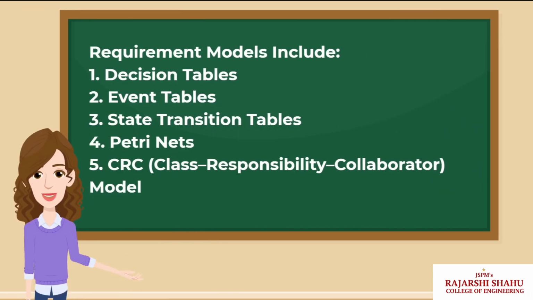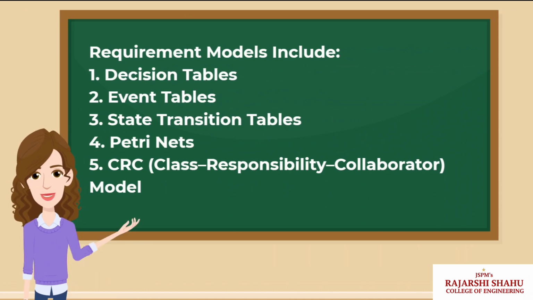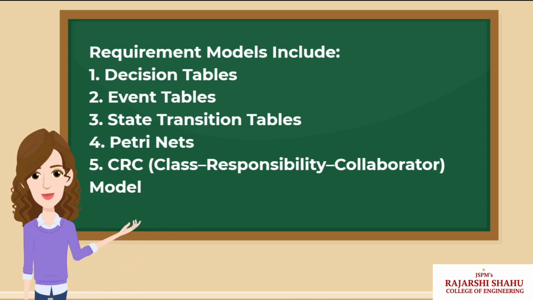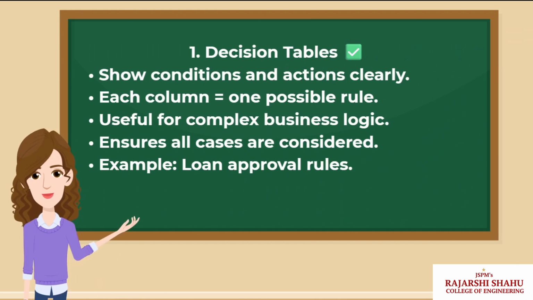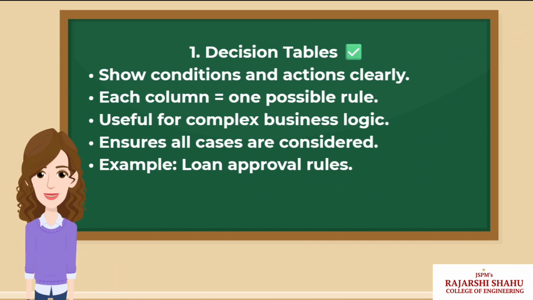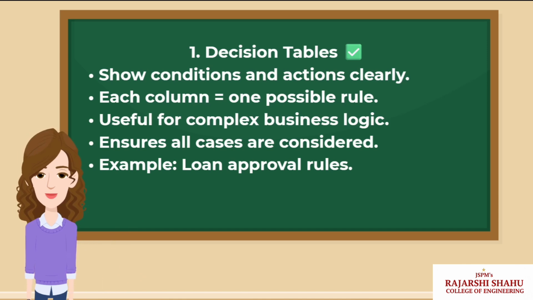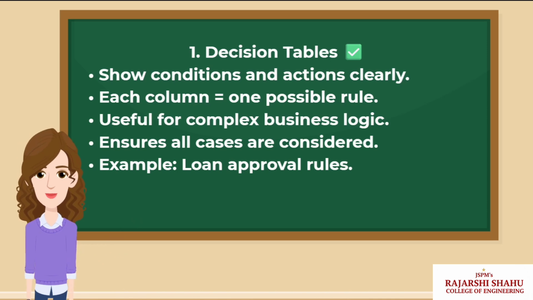There are many ways to model requirements. In this video, we'll focus on 5: decision tables, event tables, state transition tables, Petri Nets, and CRC models. Decision tables are a structured way to represent conditions and the actions that follow. Each column in the table represents one possible rule or scenario. They are especially useful when business logic is complex, like loan approvals or insurance claims, because they ensure no condition is missed and all cases are considered.